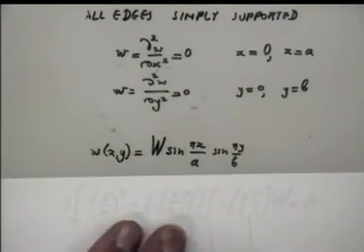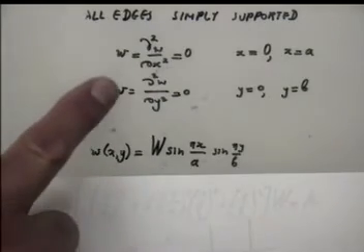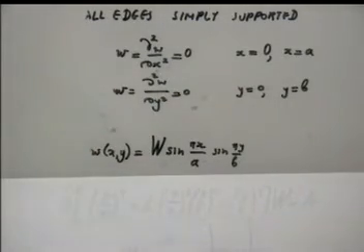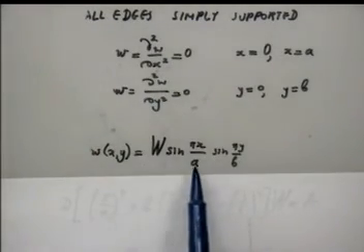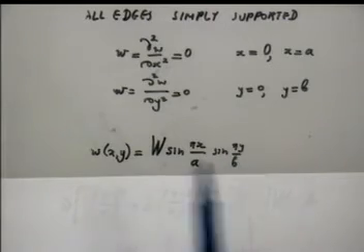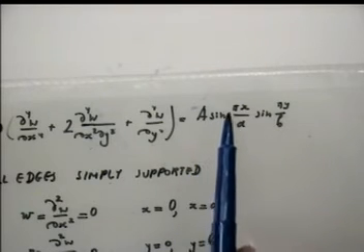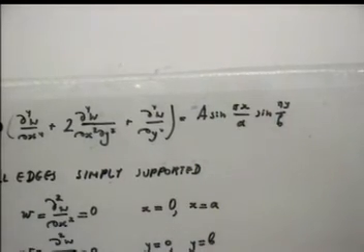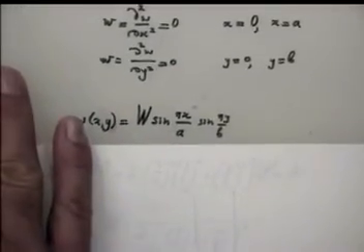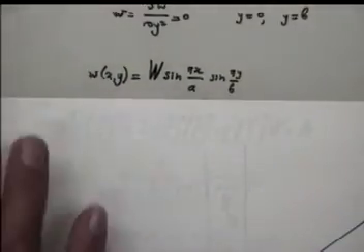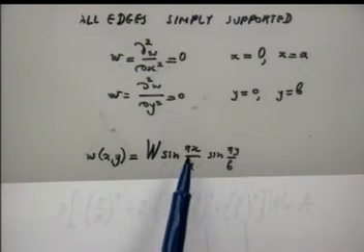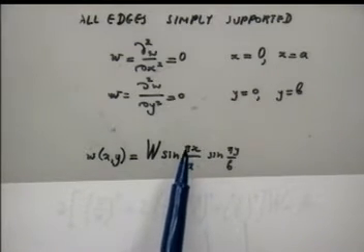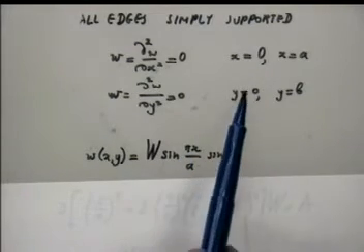Now, a function that looks like this satisfies all these conditions. So that is capital W, sine pi x over a, sine pi y over b. So this is actually proportional to the loading itself. Here we have a, sine pi x over a, sine pi y over b. Here we write W. Okay? Because this function is 0 at x equals 0 and y equals 0, of course.